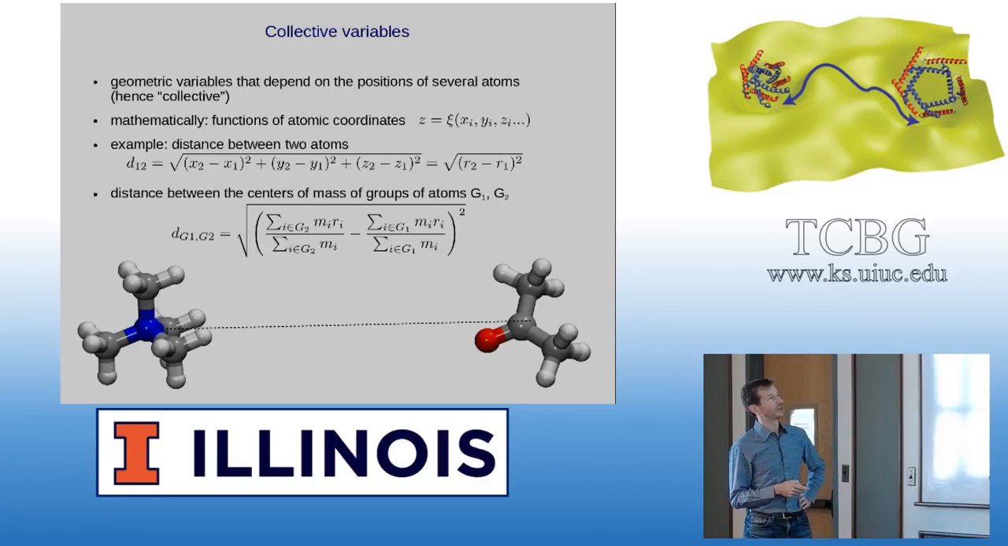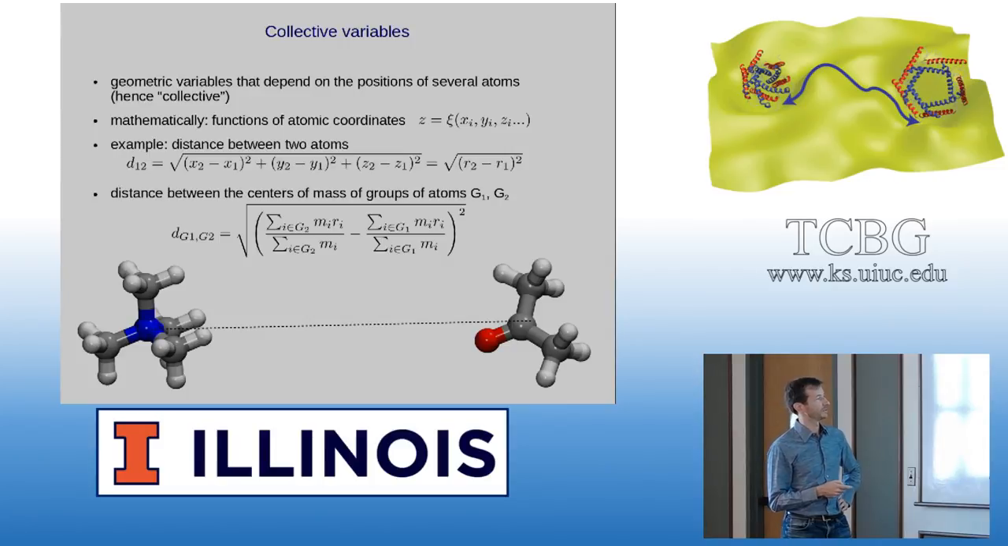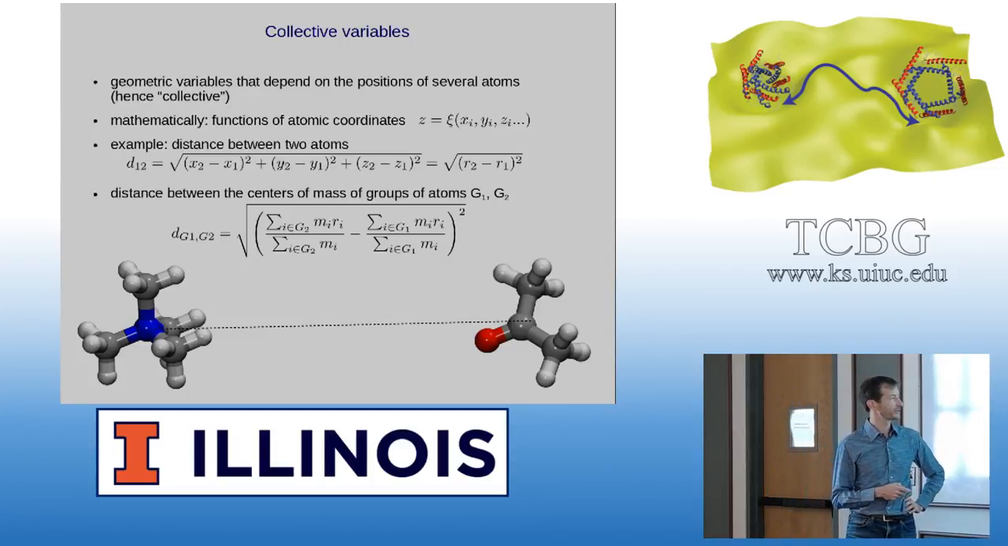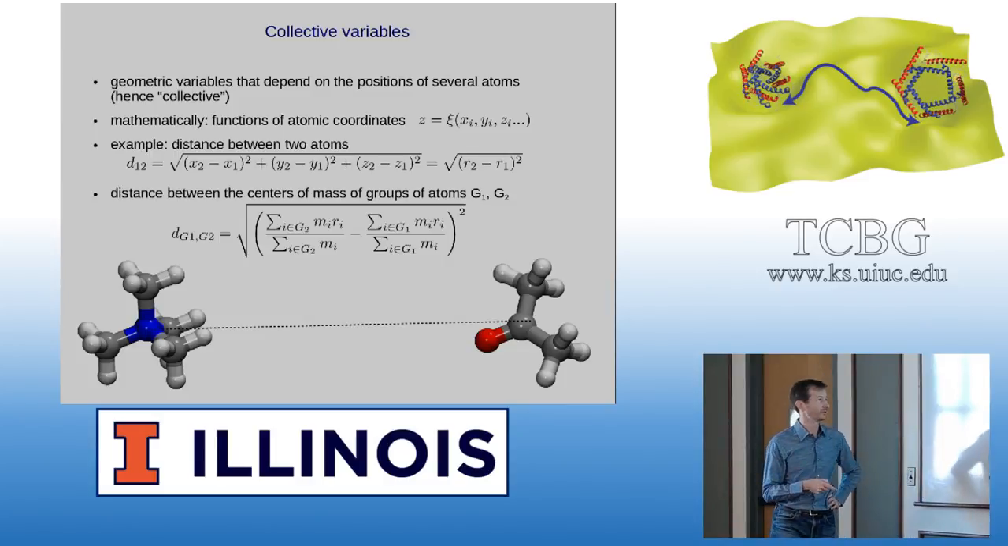And then if you have centers of mass of two groups of atoms, G1 and G2, you'll have the distance. This is just the center of mass vector for group 2 minus the center of mass vector for group 1, and you take this Euclidean distance. And this is actually the coordinate that we'll be looking at in this small toy example, just the distance between the center of mass of these two molecules.